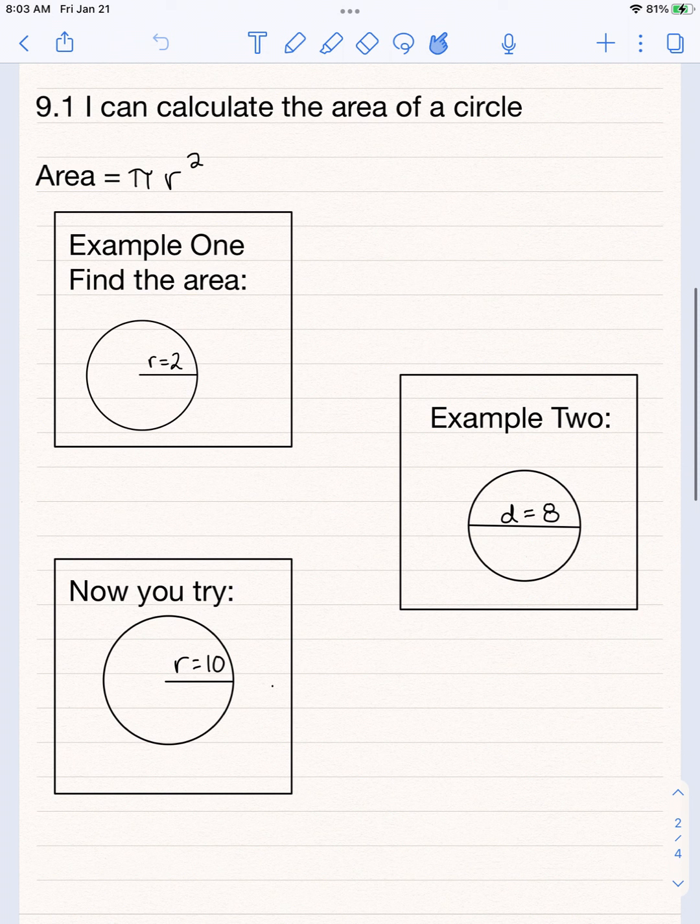All right, as we said on the previous page, the area of a circle is pi r squared. This is the main point today. I want you to highlight it, star it, whatever's going to make it stand out in your notes, and we're going to practice finding the area.